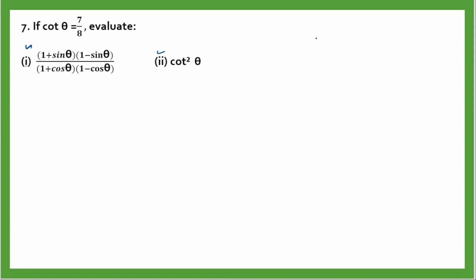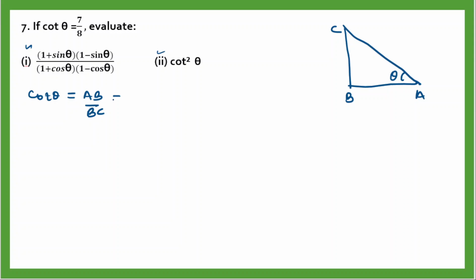So first we will find the sin theta, cos theta trigonometric ratios from this diagram. Let this be A, B, C. This is your theta. So how can you write your cot theta? You can write cot theta is equal to AB divided by BC. It is equal to 7 divided by 8. And let it be K. So you can easily write AB is equal to 7K. BC is equal to 8K.